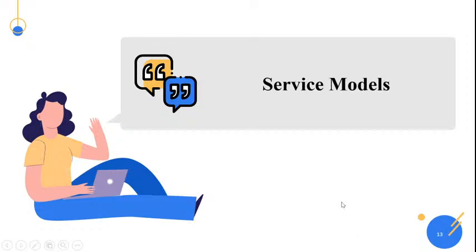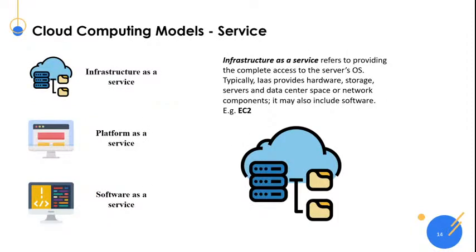So far we have discussed the various ways in which I can deploy my application on a cloud provider, and now let's discuss the various kinds of services that I can get from a cloud provider, the service models. So basically, there are three kinds of service models that we get in cloud computing.